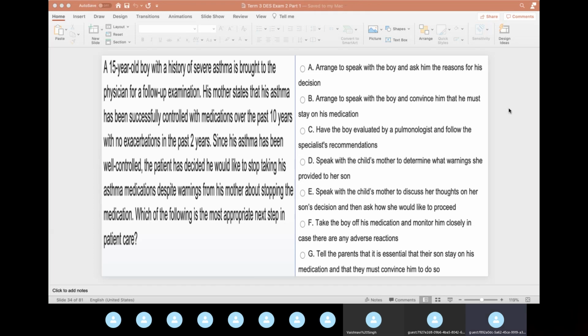A. Arrange to speak with the boy and ask him the reasons for his decision. Why do you think A? What makes that option attractive? Because you would want to find out why the patient is feeling this way. Okay. Well, you facilitate discussion with the patient to elicit more information from the patient. Any other answers?